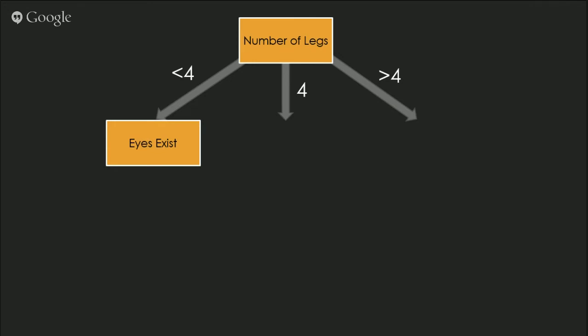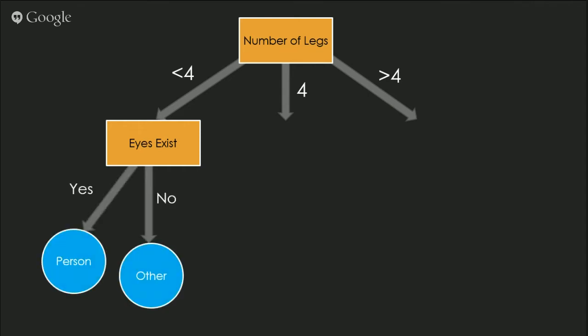Now, at each of these points where we've branched off, we'll decide what is the next best property to predict what that object is. So it so happens that if there are less than 4 legs, the eyes are actually the most important thing. And if it does have eyes, it's probably a person. And if it doesn't, it's something else.